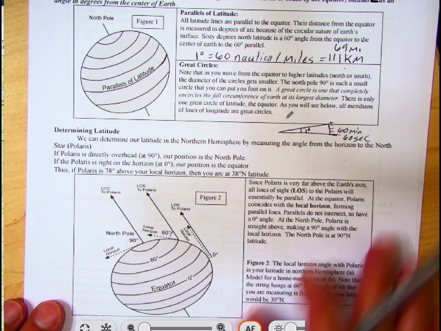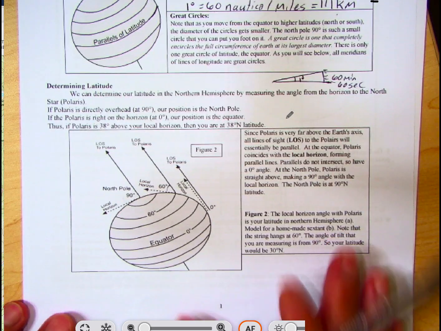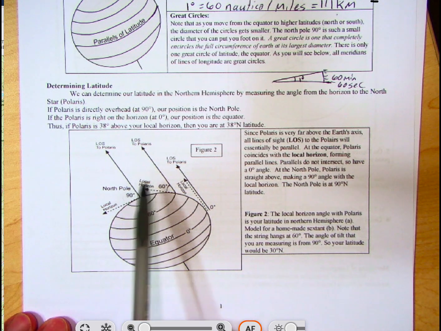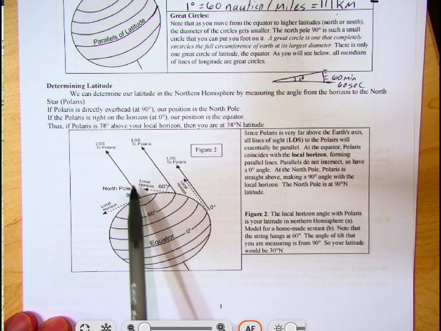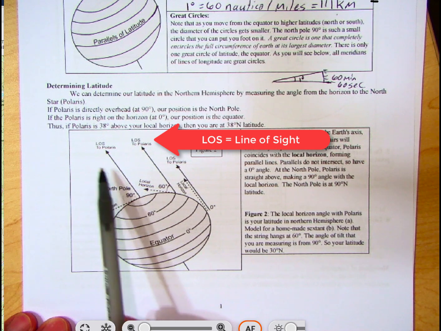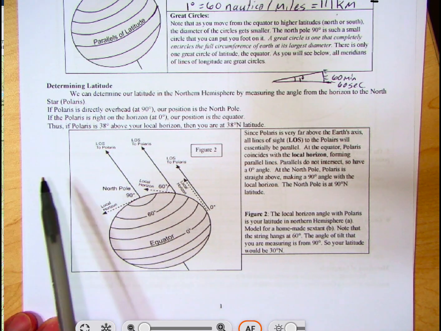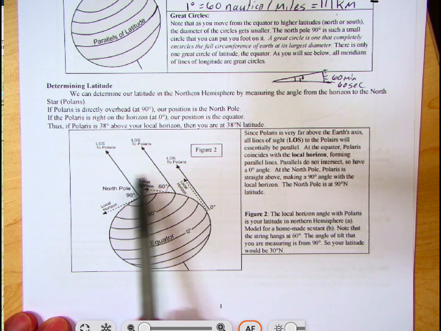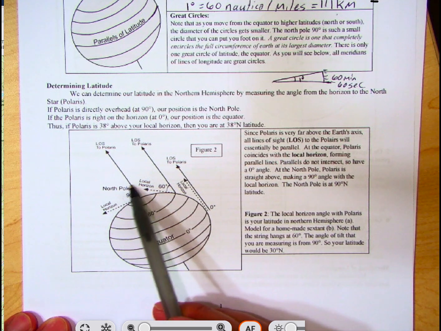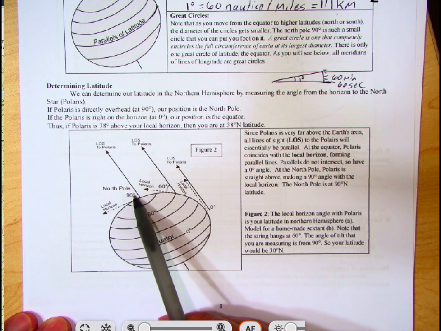Now, when we're looking at latitude, we can determine our latitude by looking at the North Star and our local horizon. So that's what this is showing here, is that wherever you are on Earth, if you look at the North Star, note that all these lines of sight to Polaris are parallel, because the North Star is so far away that anywhere on Earth, when you're looking at it, you're basically looking at a parallel line. And then you're going to compare that line of sight to Polaris to your local horizon. If you're at the North Pole, the North Star is going to be directly overhead, and you get a 90-degree angle, so you're going to be at 90 degrees north latitude.